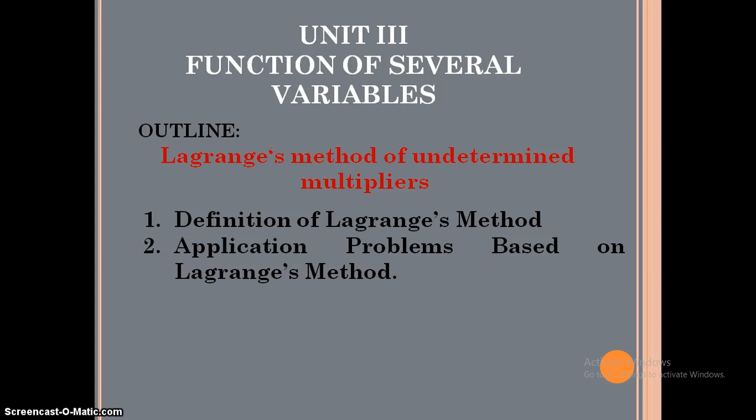So this is the end of this unit. So in number 3, function of several variables. So the outline is Lagrange's method of undetermined multipliers. So these are very important chapters.